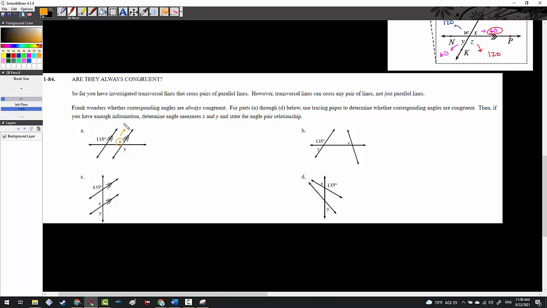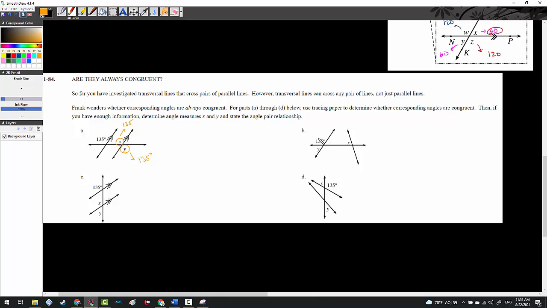Angle X has got to be 135 because he's corresponding with the other 135. Y is vertical to X. Remember that term right there again, vertical angles. Another 135, again, because vertical angles are congruent to each other.